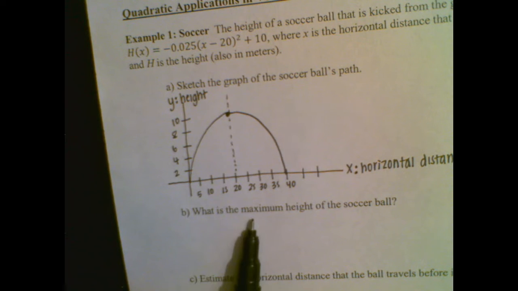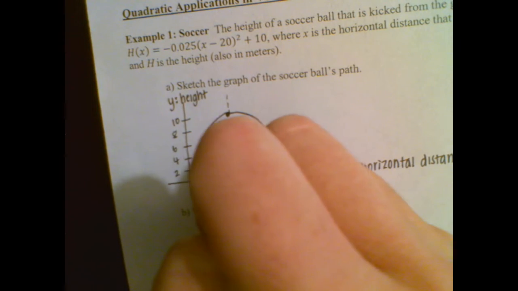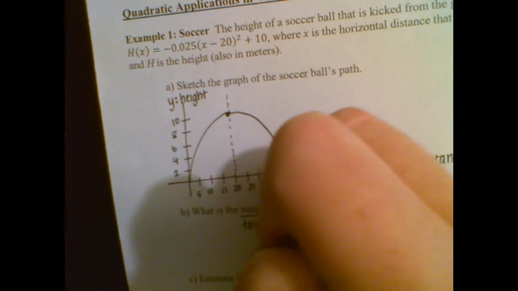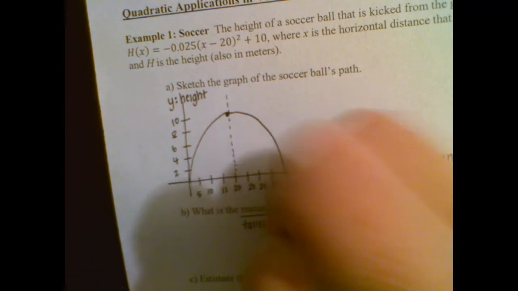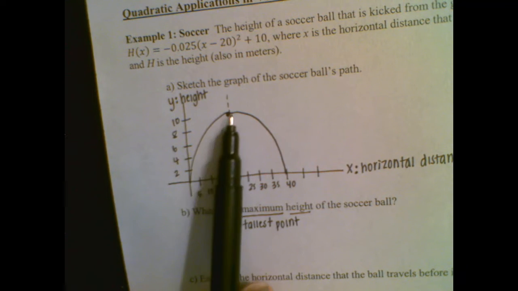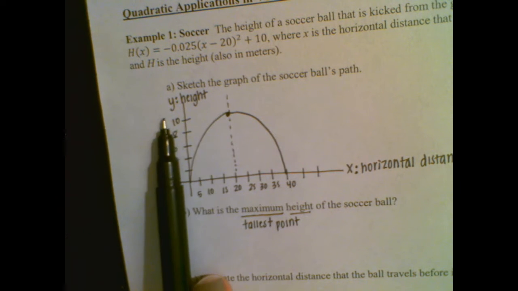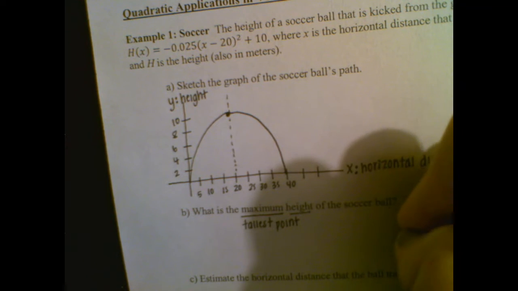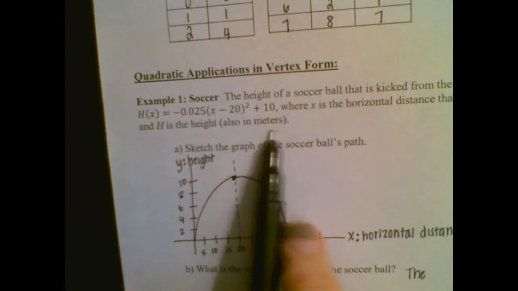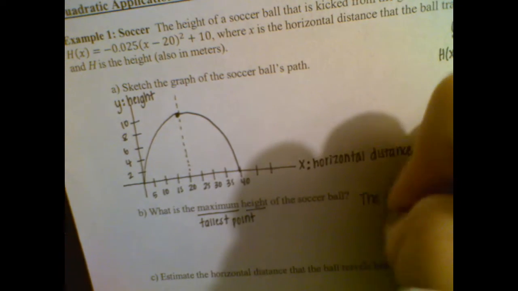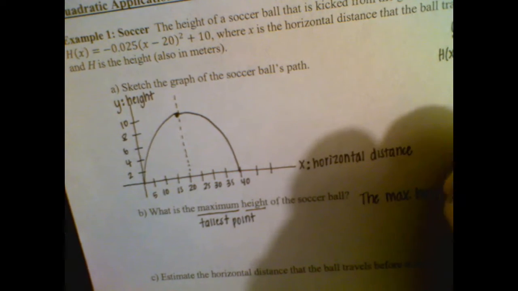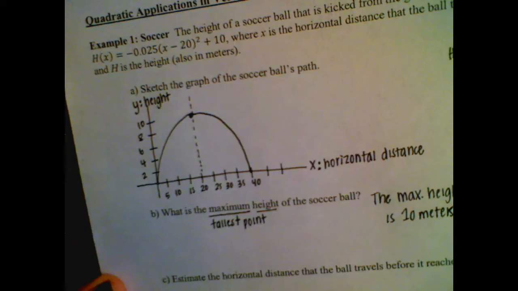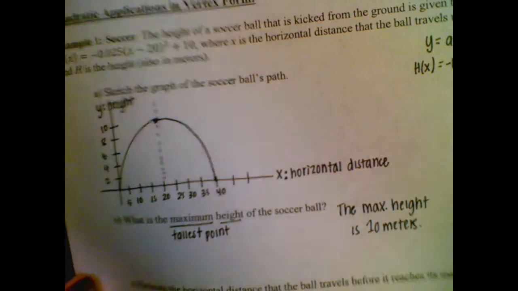So in part B, it's asking you, what is the maximum height of the soccer ball? Well, maximum just means what is the tallest height or tallest point. Well, if we look to see where the graph is the tallest, that's going to be at that value of 10. So that means that the tallest point here is at the y value of 10. So that's telling me the maximum height is 10. I think my units here are meters. So the maximum height of the ball is 10 meters.